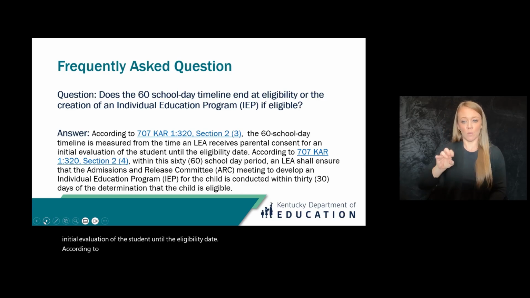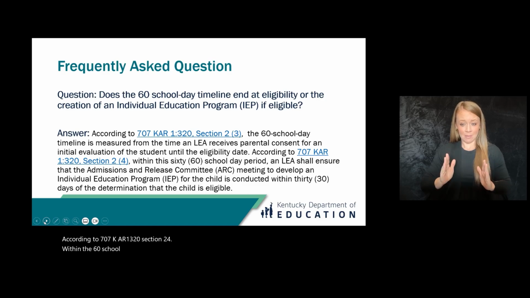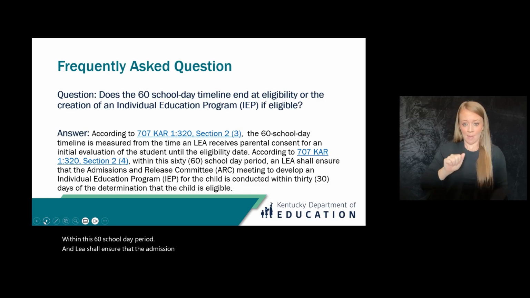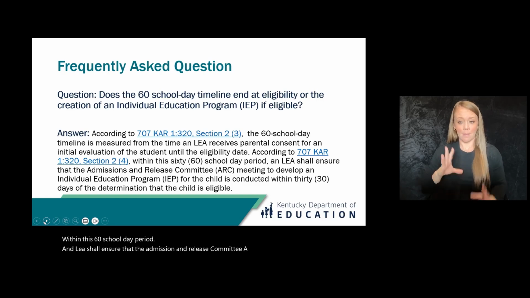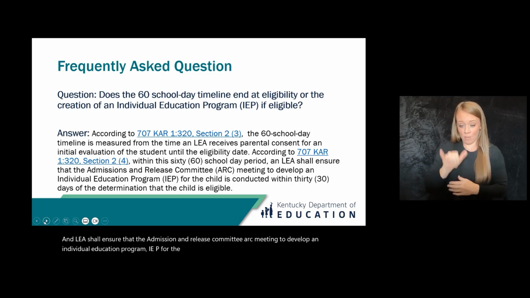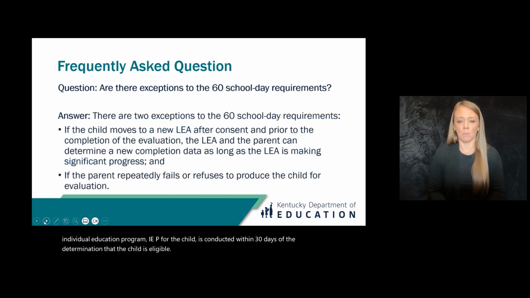According to 707 KAR 1:320, Section 2(4), within the 60 school day period, an LEA shall ensure that the Admission and Release Committee, ARC, meeting to develop an individual education program, IEP, for the child is conducted within 30 days of the determination that the child is eligible.